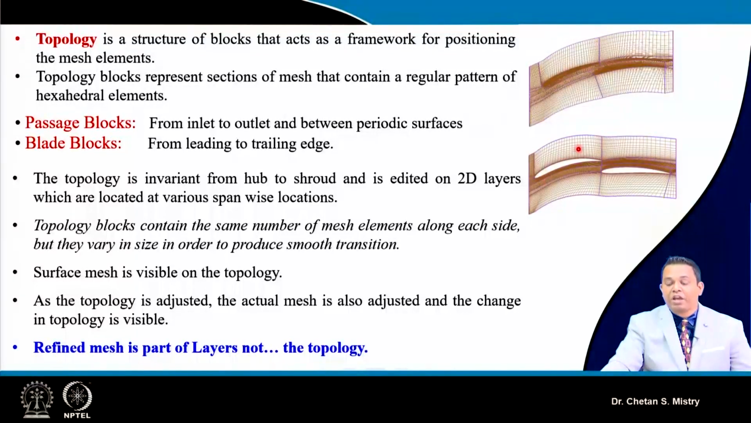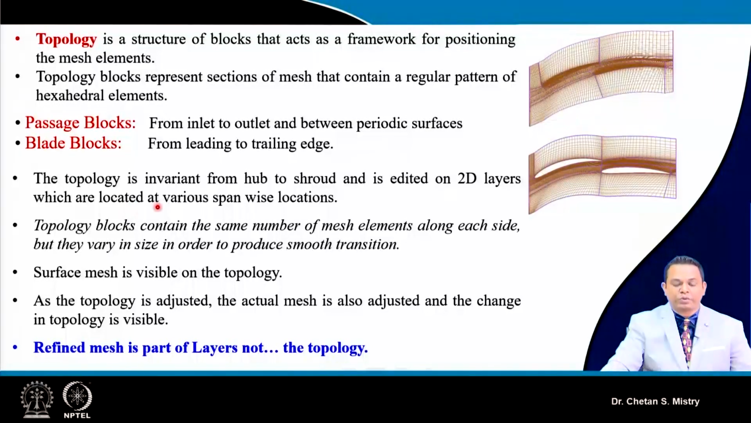So we can say we need to discretize this domain using these blocks. The blocks we have defined are the passage block, and second, the blade block that we have discussed. The blade block goes from the leading edge to the trailing edge, and my passage block is for the inlet to the outlet with a periodic surface.